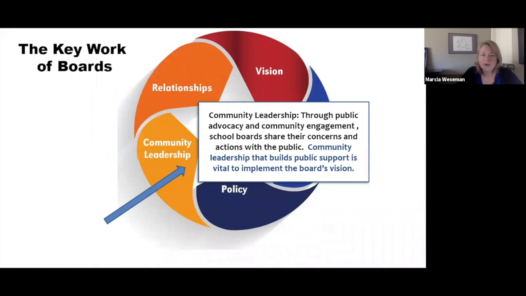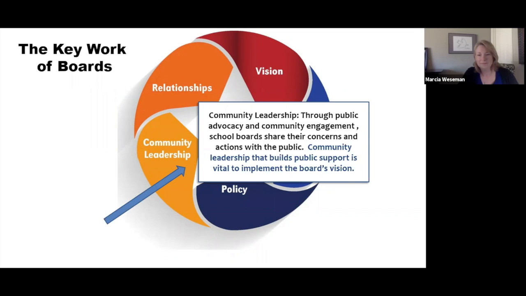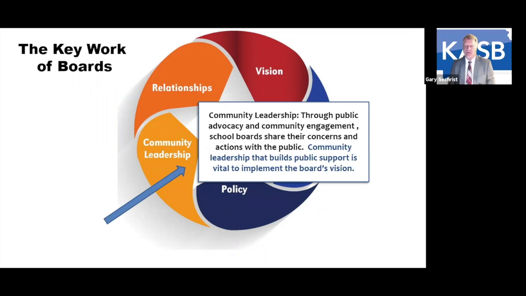Okay, the fourth area that we want to talk about is community leadership. Gary, tell us what this means. What is community leadership and what does it look like? Yeah, well, we did start with vision, even though I said none of these are more important than the other. Without a vision, it's going to be hard for you to achieve any sort of goals that you may have. So if only your Board of Education and your administrators believe in your vision, your chances for success are pretty slim. So building public support toward your vision is vital.